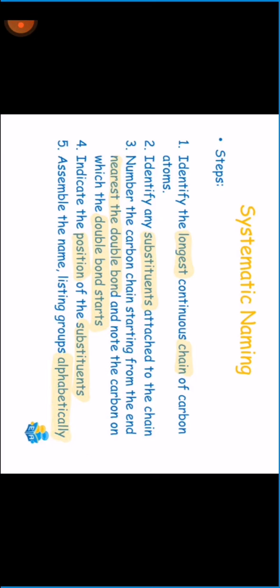So let's try an example. So let's take a look at this example here. Step 1 is to identify your longest carbon chain. So I can see 1, 2, 3, 4, 5. So I have 5 carbons in my longest chain. So that means I'm dealing with pent. I look now and I see that there's a double bond present, so I know that I'm dealing with pentene.